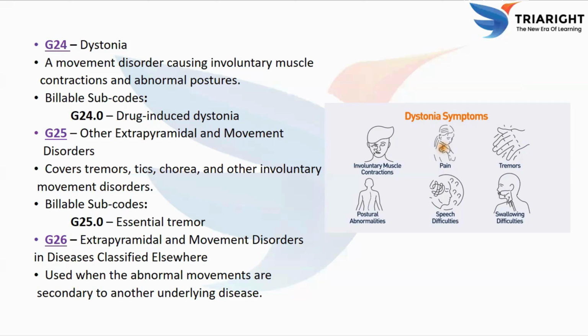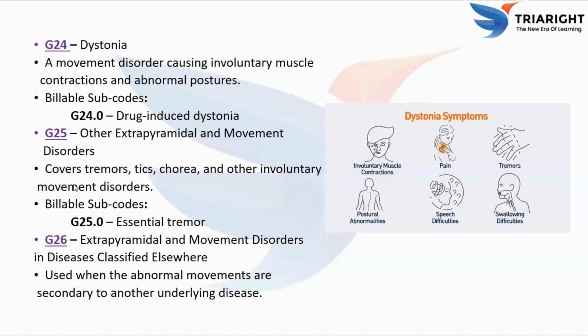So what will be the symptoms of dystonia? Here you can clearly see a picture of the symptoms: the involuntary muscle contractions, the pain, the tremors, postural abnormalities, the speech difficulties, and also the swallowing difficulties. So whenever drug-induced dystonia is diagnosed in the patient, you have to assign the code G24.0.